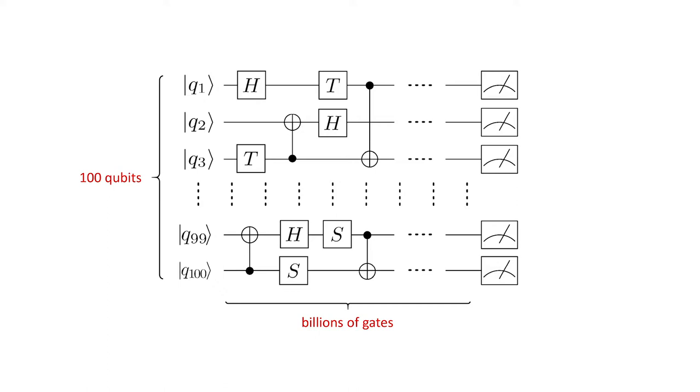And a circuit for such a computation could look something like this. So 100 qubits are already enough to do classically intractable computations, but these computations tend to be very long, possibly taking several hours or even days to execute.